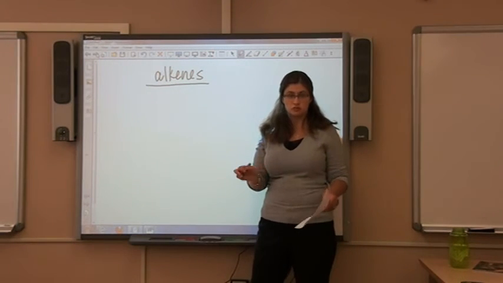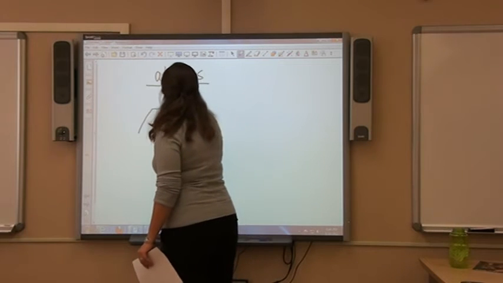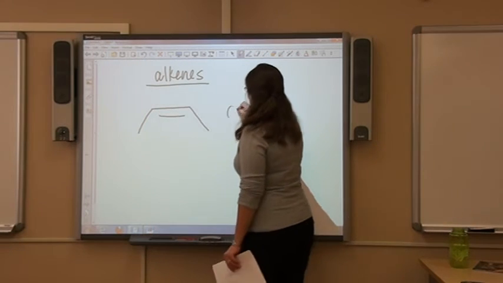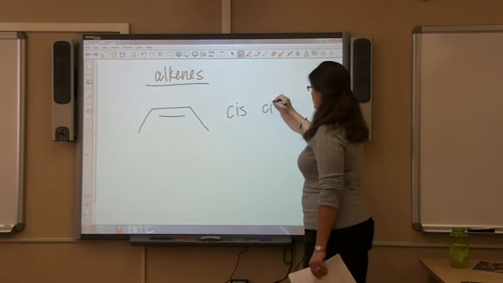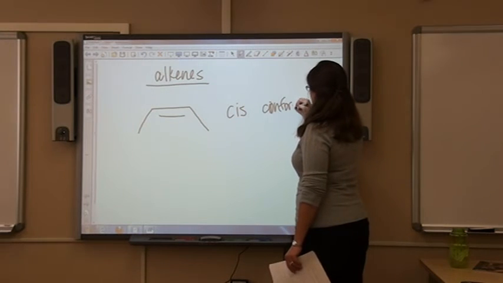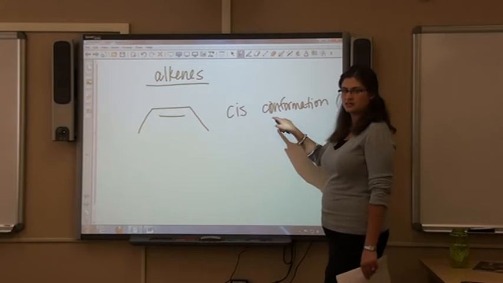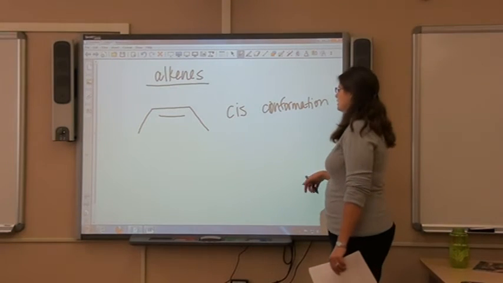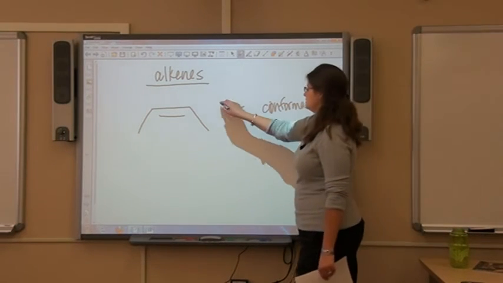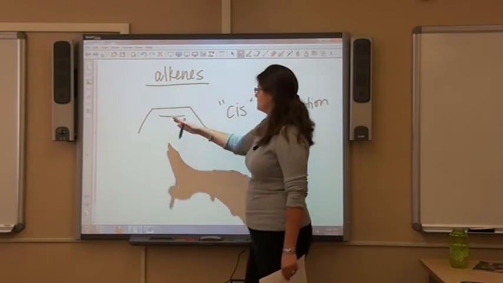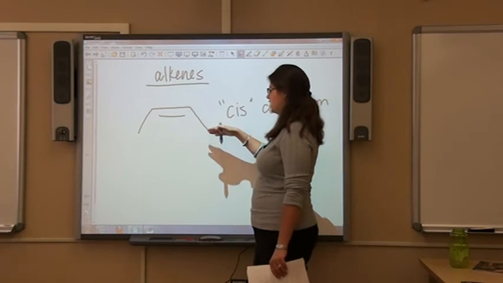Alkenes occur in two ways. This is what's called the cis conformation. That word is conformation. This means that you have both of these carbons on the same side of the bond.